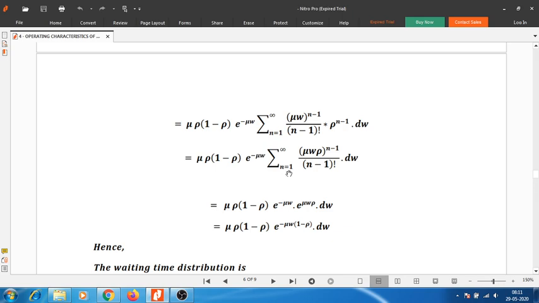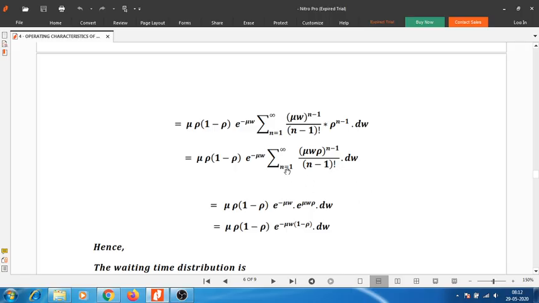Next, put n equal to 2. Mu w rho whole power 2 minus 1, so 1 by 1 factorial. Similarly, n equal to 3: the numerator whole square by 2 factorial. N equal to 4: the numerator whole cube by 3 factorial. It looks like that. Yes or no?